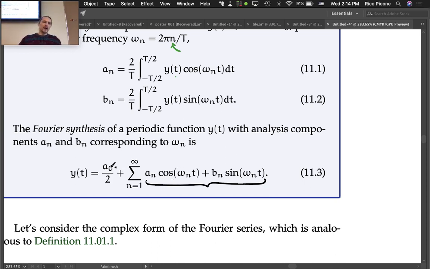And then there's this term here, which is called the zero frequency, or DC amplitude, when n equals 0.